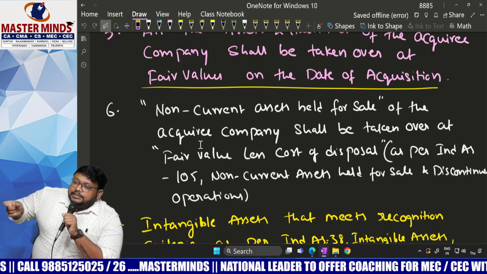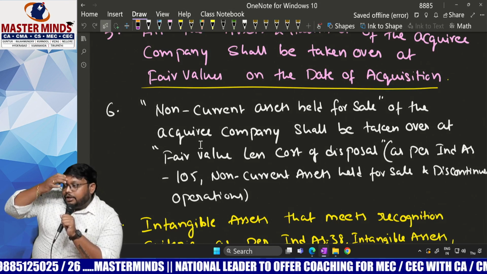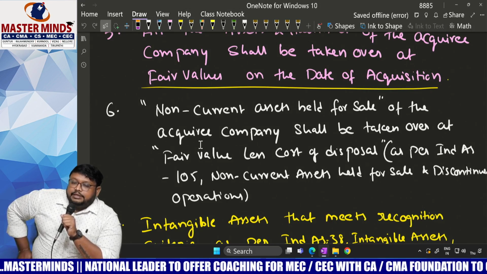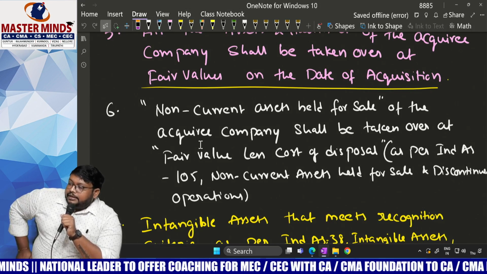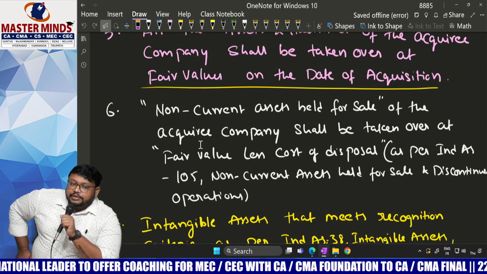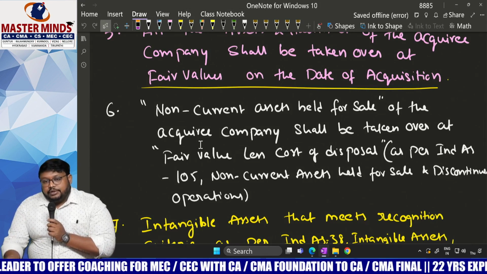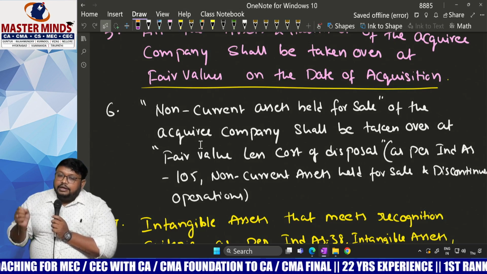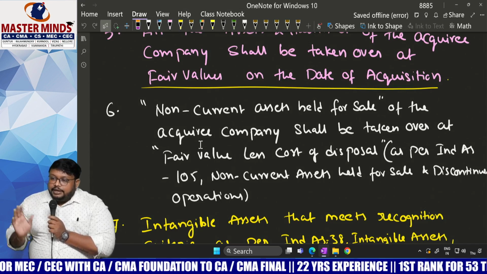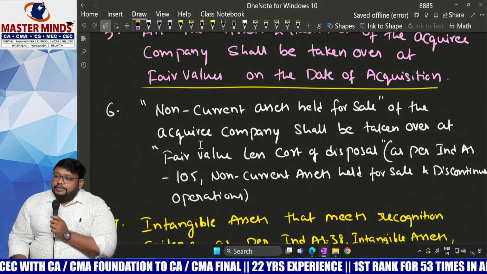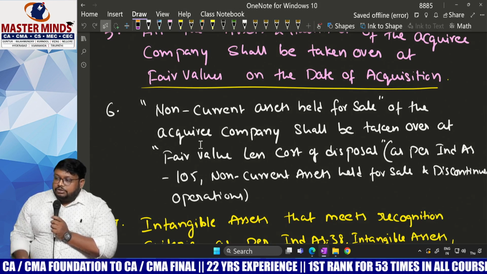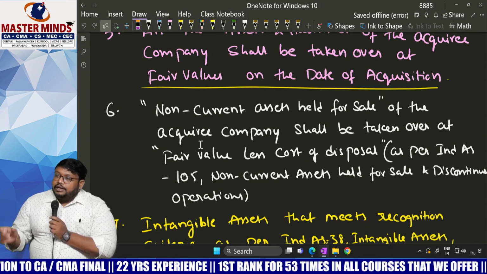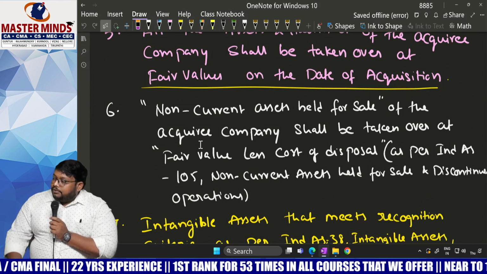So according to Ind AS 103 we have to record that fair value. But what is 105 saying? Fair value less cost of disposal. In this regard, we will follow Ind AS 105 for the recognition. So it is an exception for recognition under 103. Ind AS 103 says that all the assets and liabilities taken over should be recognized at fair value on the date of acquisition. But non-current assets held for sale, we are recognizing at fair value less cost of disposal. Net fair value we have taken over there. In such a condition, that is as per Ind AS 105, for that respective principle we are following Ind AS 105.